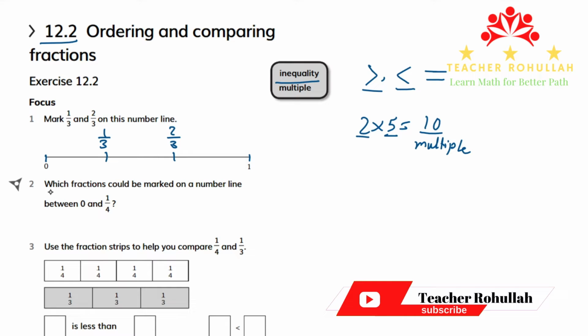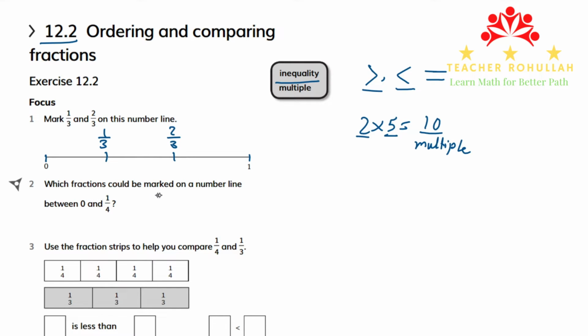In question 2 it says, which fractions could be marked on a number line between 0 and 1/4? If we have a number line like the one here, which is between 0 and 1, if we cut this number line into 4 equal parts, each one will give us 1/4. So 1/4 is here. Now it says, which fractions can be marked between 0 and 1/4?